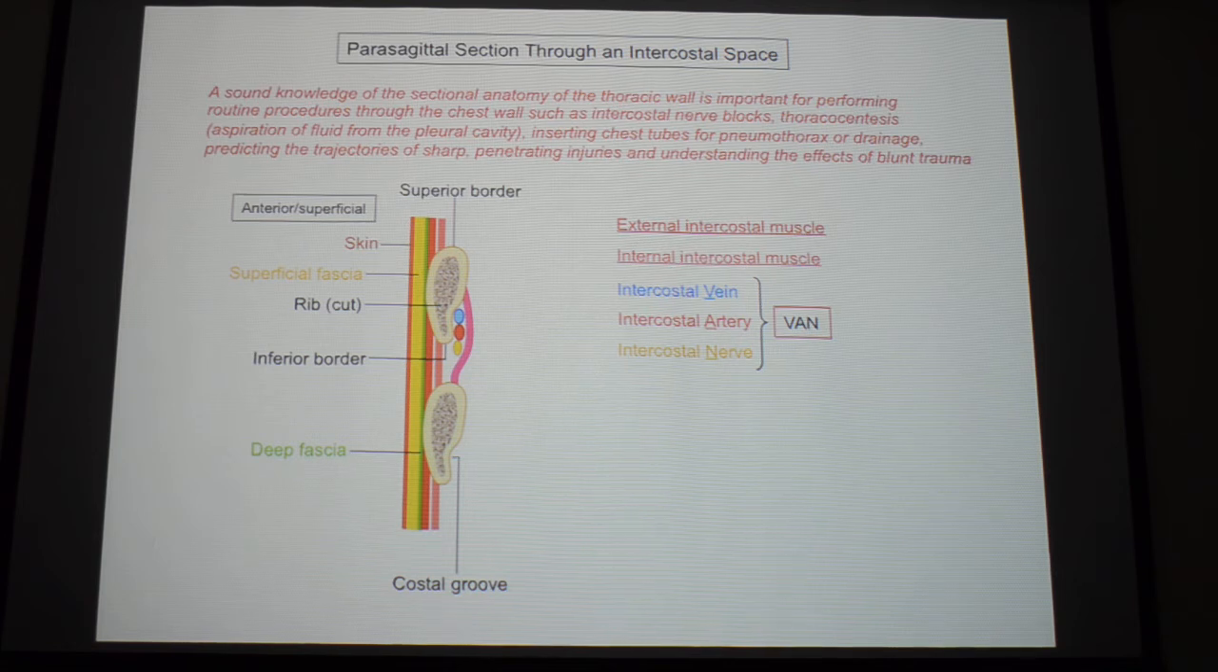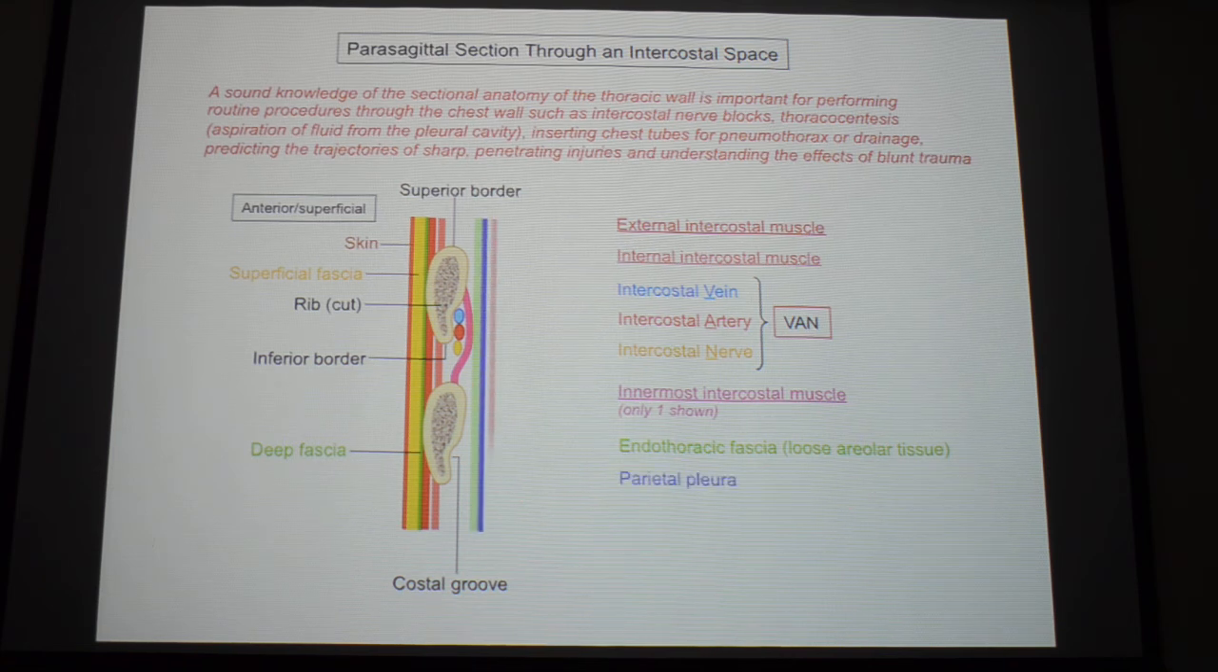And this innermost layer is labeled differently at different places. So this innermost muscle layer, and now what is this? Endothoracic fascia, loose alveolar tissue, and this blue thing is my parietal pleura, and this is the visceral pleura. So this is typically an intercostal space. Is that clear? Yes. The space between the two ribs is known as the intercostal space, but it contains 3 muscles, and it contains this neurovascular bundle and their collateral vessels.